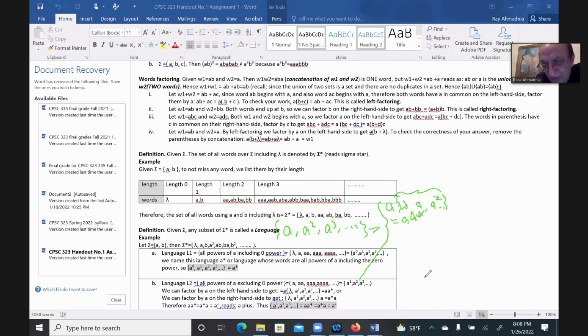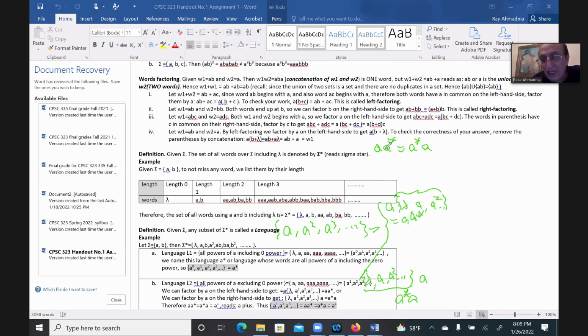At the same time, what happens if I factor this by A on the right-hand side? I get lambda, I get A squared, and so on. And what is this one here? It is A star, and then A here. So what is the conclusion? The language A star is the same as A star, and then A here. So these are identities, like what you prove in algebra. They don't look the same, but they have the same value.